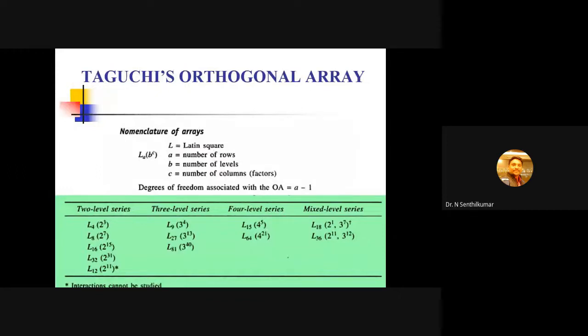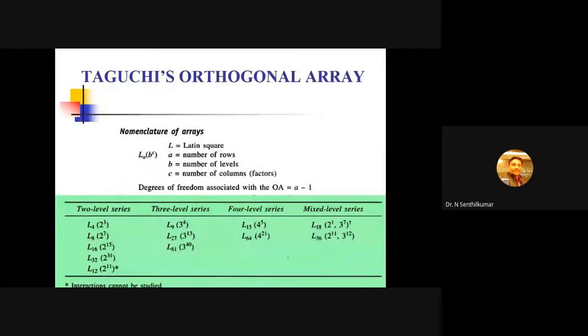So in the lattice square experiment, we will be using this L. So L9 orthogonal array, L16 orthogonal array, L18. So that L stands for orthogonal array. L9, that is A. A is nothing but how many experiments we are going to carry out. If it is L9, then 9 sets of experiments have to be carried out. Then B power C. So C is the number of columns, that is parameters. And B is the number of levels.